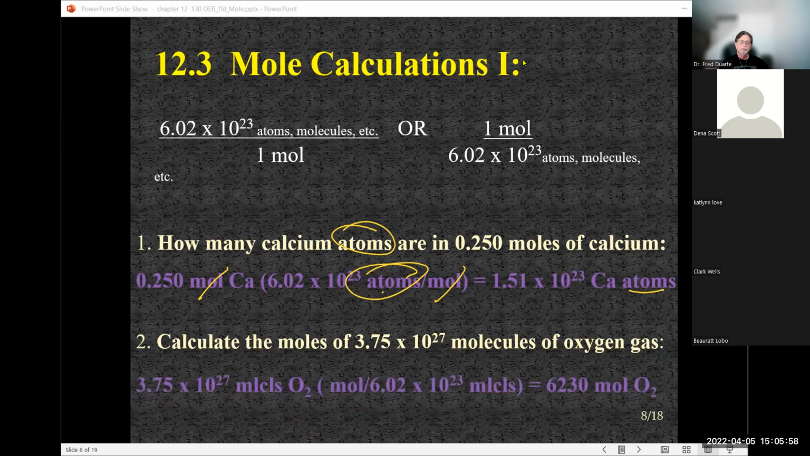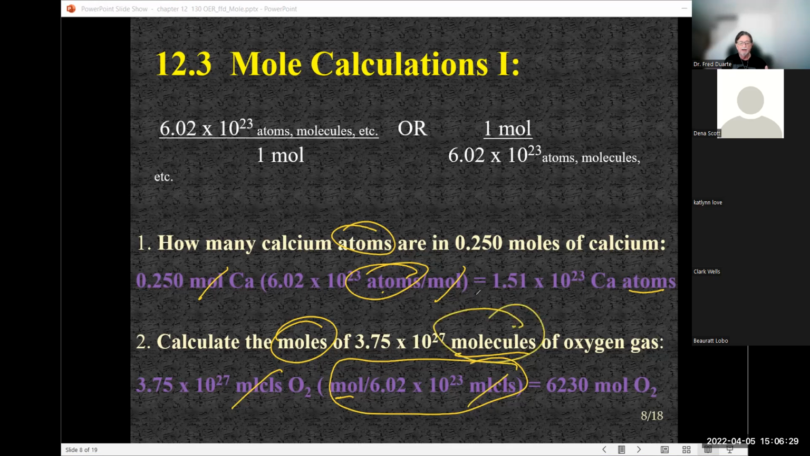Second one here, notice we're looking for how many moles there are if we have a number of molecules, specifically 3.75 times 10 to the 27. Again, we're using Avogadro's number, and we are dividing by Avogadro's number because we are looking for moles, which is set up in the numerator, okay? Molecules cancel out. It is molecules because that is what the question asked. It could have been atoms, it could have been whatever units the question asked for.